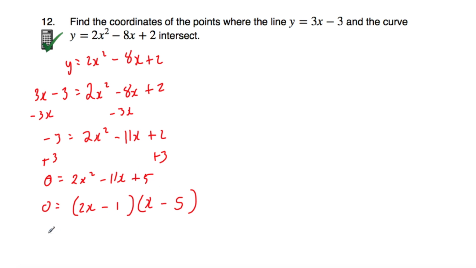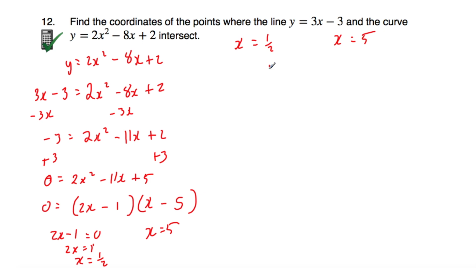Okay, so now let's solve this. So we want to get our solution. So here we would have 2x minus 1 equals 0. If we add 1 to both sides, we get 2x equals 1, and divide by 2, we're going to get x equals a half, or 0.5. And here, x is equal to 5. So there are two values of x: x equals a half, or x equals 5.